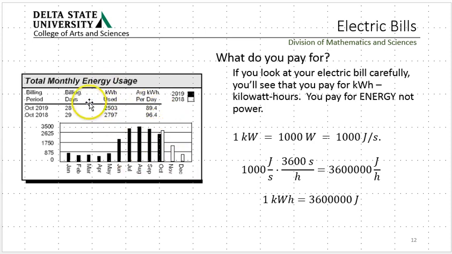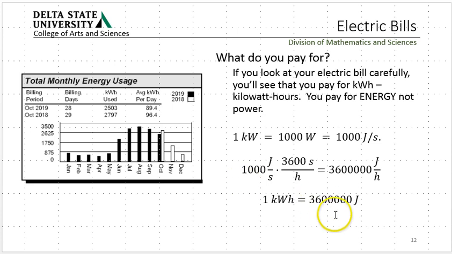So here I've used 2503 kilowatt hours of energy. What we pay for in our electric bills is not power. What we pay for is energy, which is power times time. And let's break apart what a kilowatt hour means. A kilowatt is 1,000 watts, which is 1,000 joules per second, right?